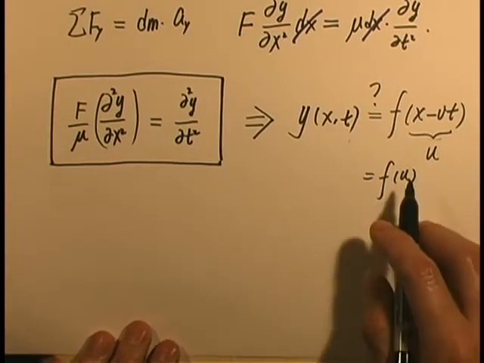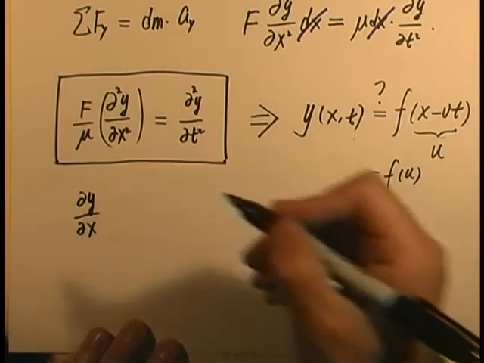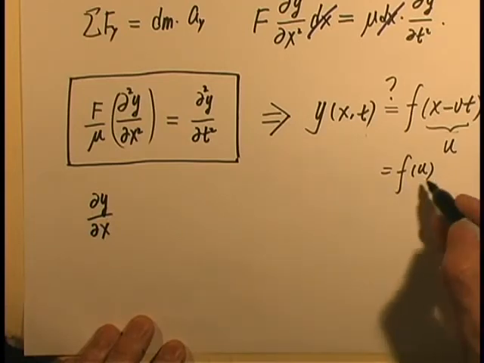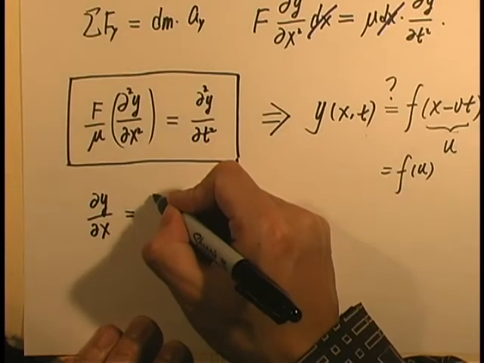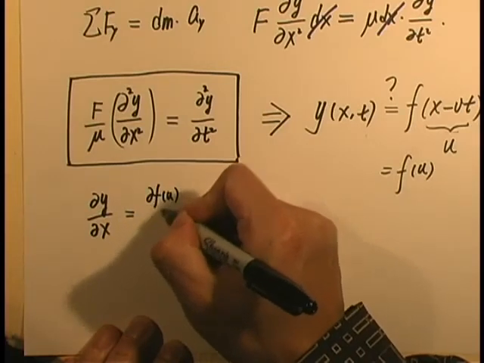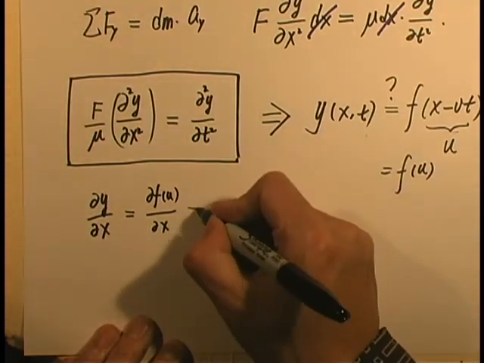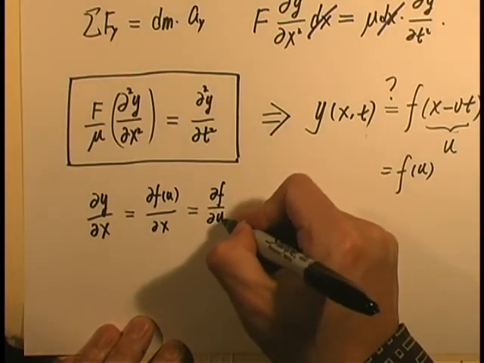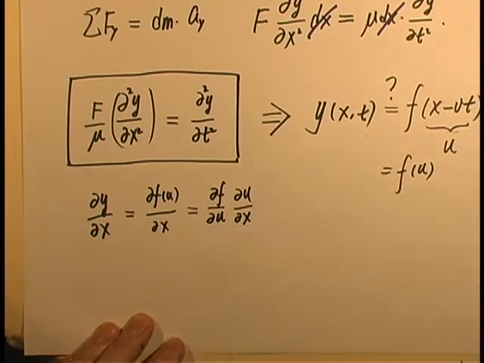Let's take a first derivative. So what's partial y, partial x? What's the first derivative? Now y itself is just f of u, right? So this is just partial f of u, partial x. We're going to apply the chain rule, and you know how that works, right? This is partial f, partial u, and then partial u, partial x. That's how we work out the chain rule.